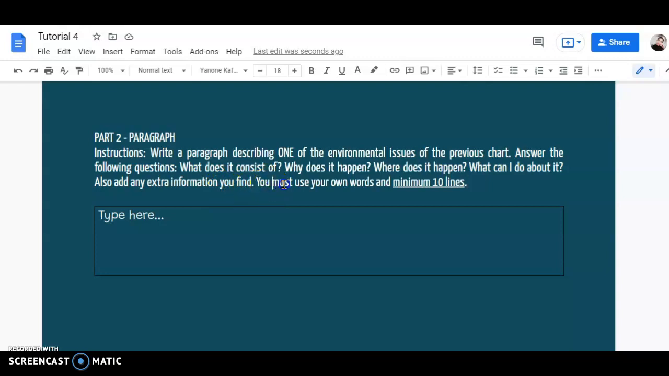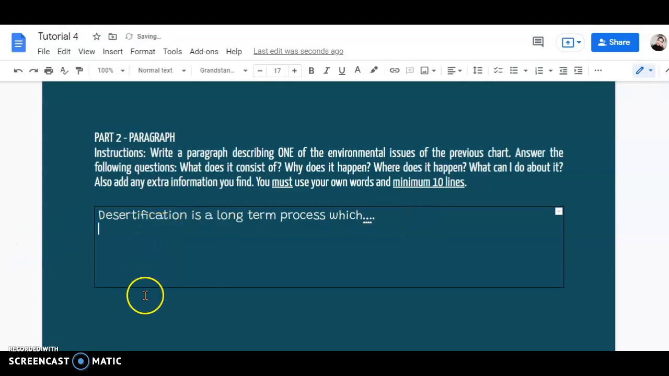You must, okay guys, you must use your own words and write a minimum of 10 lines. That means that you're going to erase this and start. Desertification is a long-term process which... and you are going to write a full paragraph with a minimum of 10 lines. That means I need to count here: 1, 2, 3, 4, 5, 6, 10. It's going to be a long paragraph.